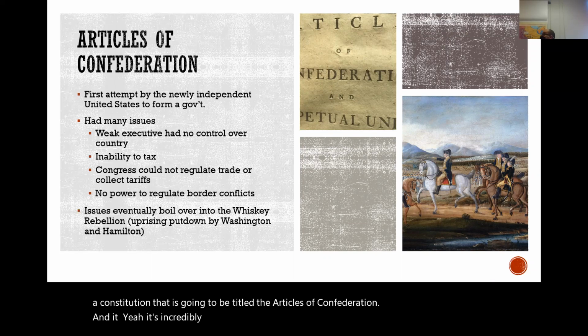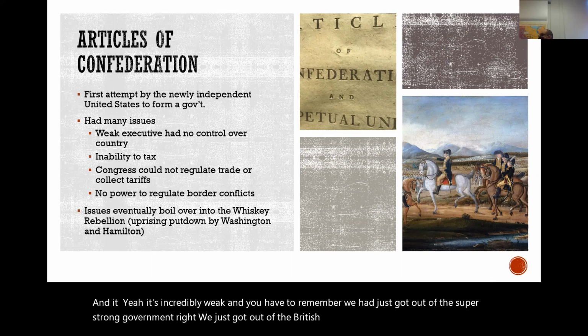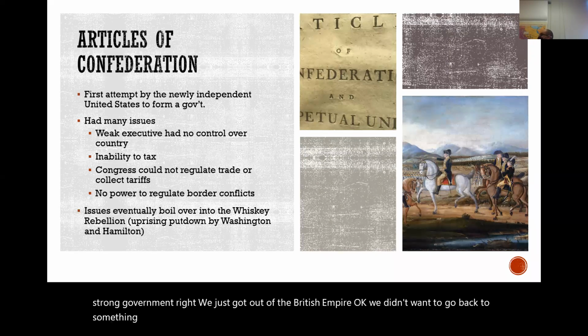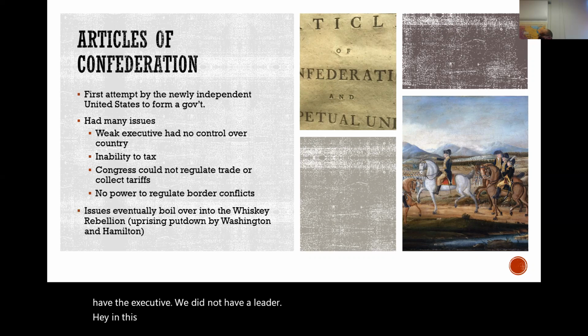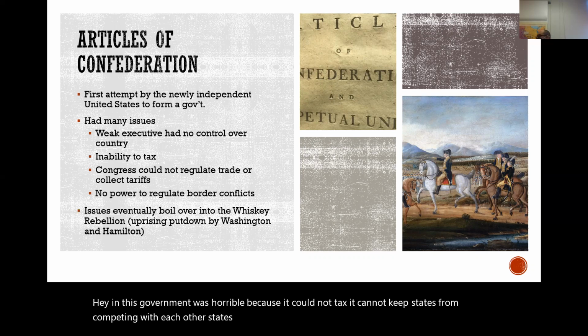And you have to remember, we had just got out of this super strong government, right? We just got out of the British Empire. We didn't want to go back to something like that again. And so we created this government that was super weak. We didn't have an executive. We did not have a leader. And this government was horrible because it could not tax, it could not keep states from competing with each other. States were creating their own forms of money.